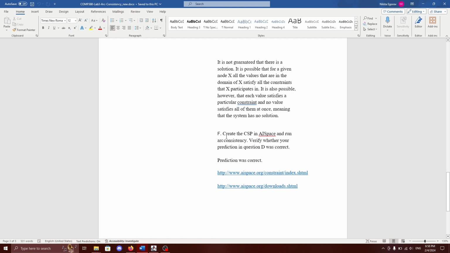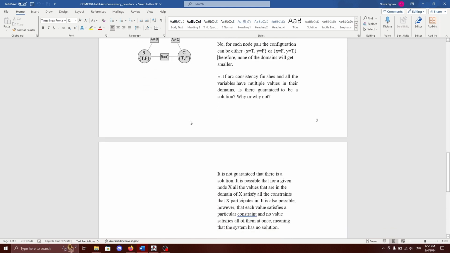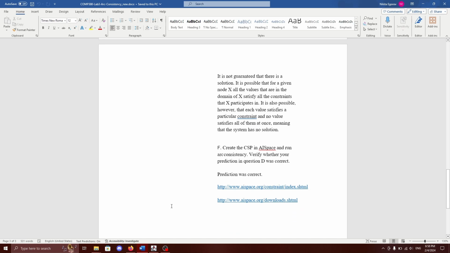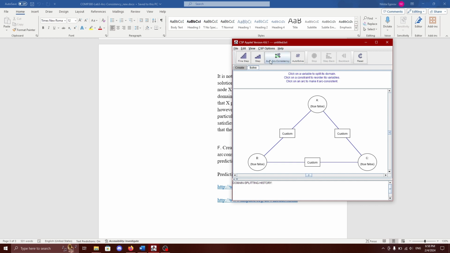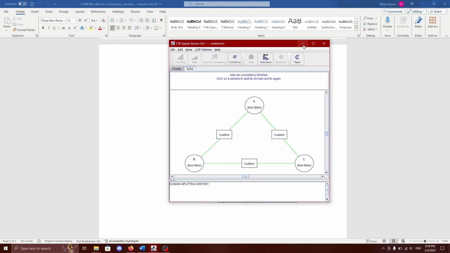And for part F, the last part, we are asked to recreate this graph in AI space and run arc consistency on it. So here I've recreated this. These custom ones are just an inequality or an XOR. And then if we run solve on it, you can see that it's going to check all the arcs, and all the arcs are consistent. None of the domains have been reduced, so the prediction is correct.